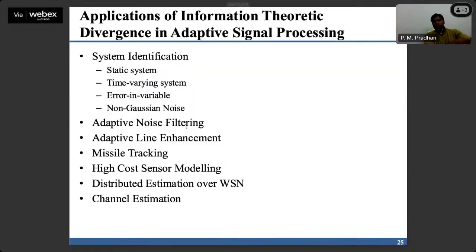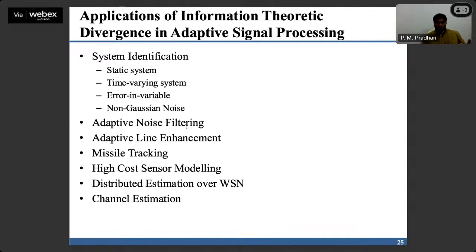Okay. So now let's look at the applications. As I said, you can get the divergence measures from the articles that have been published in IEEE, or you can also get them from information theoretic divergence or information theoretic cost function related books where all these are listed. But let's look at the applications, which is more interesting from the signal processing point of view.